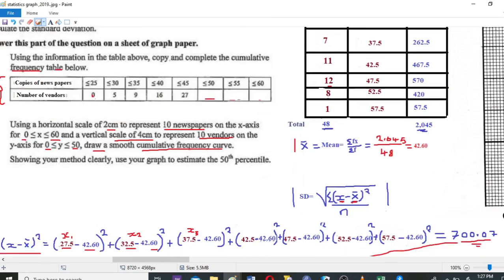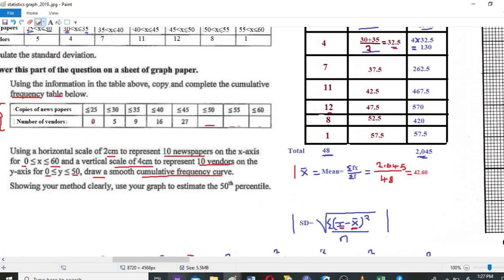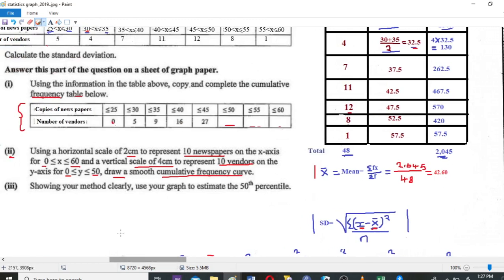All right, now we go to the second question. Here we need to draw the smooth curve. We are told to use the information in the table above to copy and complete the cumulative frequency table. So how do we do this? We can see there are some missing values here, so we need to fill this up.